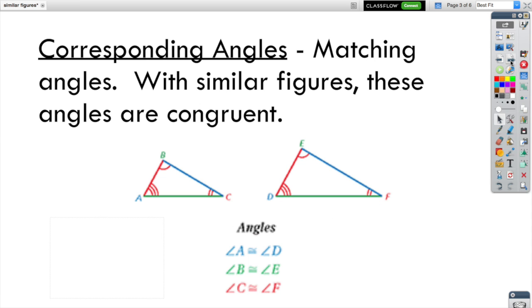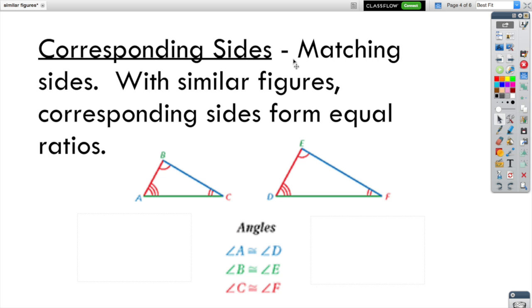Now what has changed, since the sizes don't have to be the same, is with corresponding sides. Corresponding sides still means matching sides, so side AB here would match with side DE, and so on. But with similar figures, the sides are not the same, but we do get equal ratios. If we match up the sides and form ratios out of them, like AB and DE, that ratio is equal to AC over DF. And here's what I mean. If I take the side length AB and put it over DE, that fraction, that ratio, turns out to be the same as BC over EF, and the same as the last one, AC over DF. In fact, this is what we call the scale factor. It's telling us how much bigger or larger this shape is compared to the original.